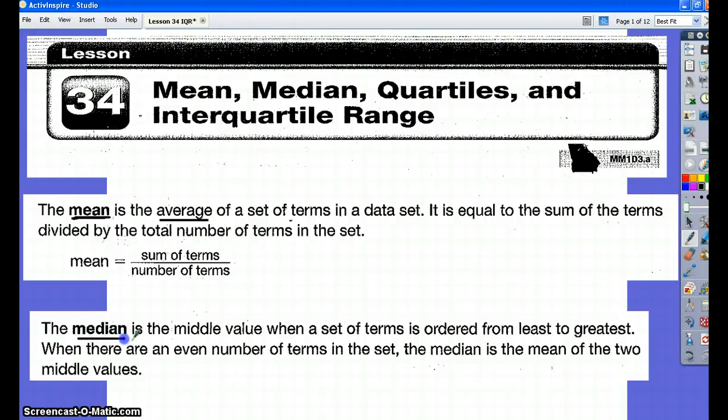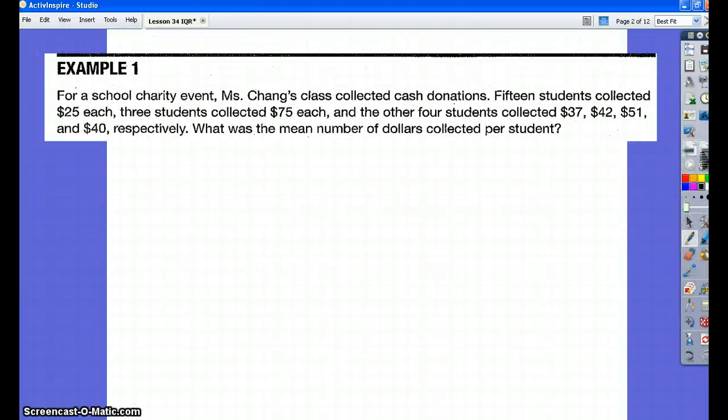The median is simply just the middle value or the middle number. So you order them from least to greatest, and then you find the middle number. If there's two middle numbers, then you just take the average of the two middle numbers. Let's look at some examples of that.